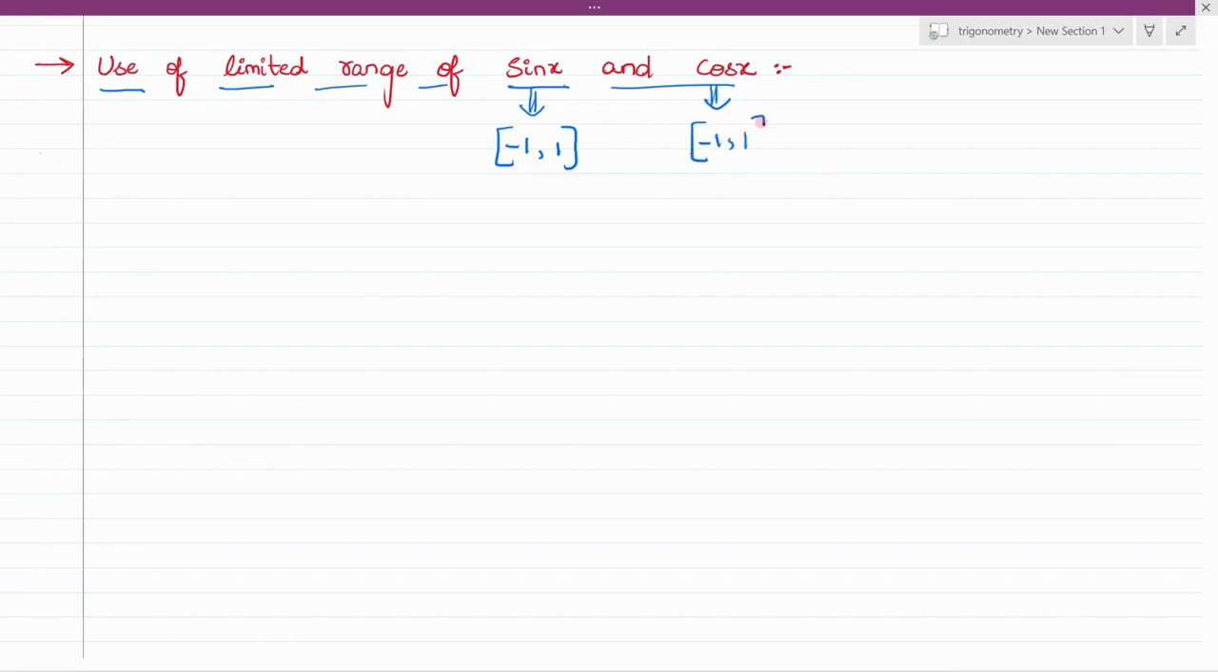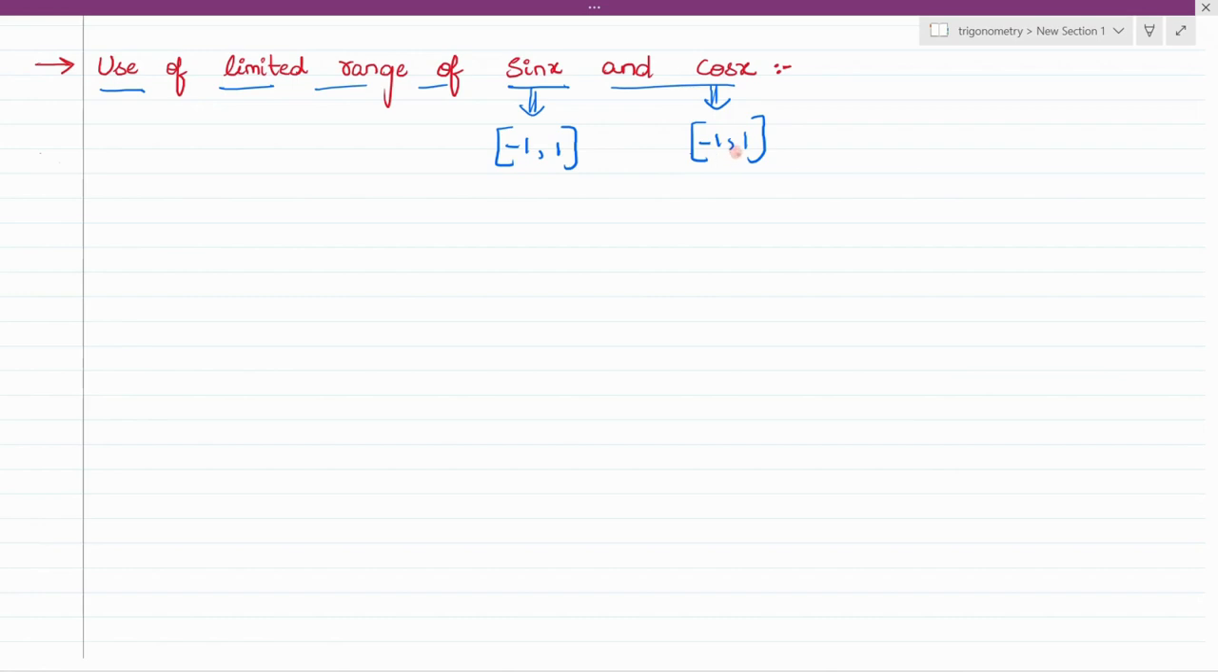Use of the limited range of sin x and cos x. You already know the range of sin x and cos x, right? So what's the range of sin x? It is -1 to 1. Both -1 and 1 are included. The range of cos x is the same, that is -1 to 1, and both -1 and 1 are included.